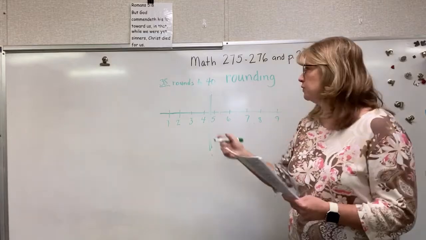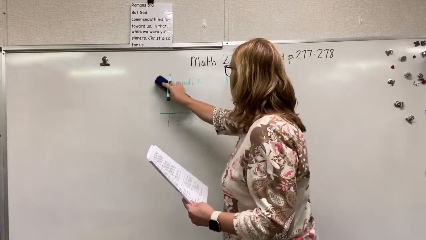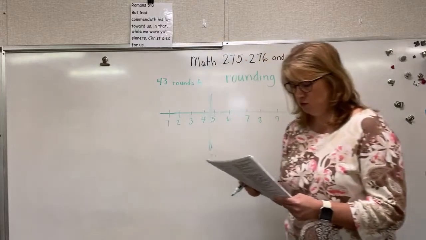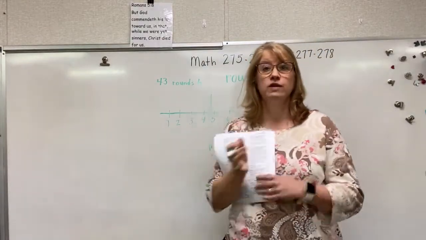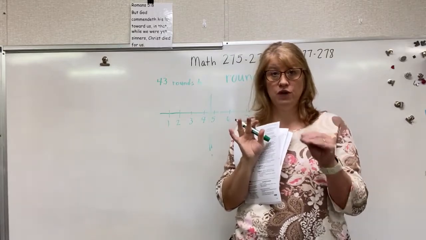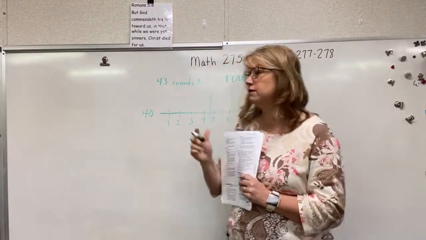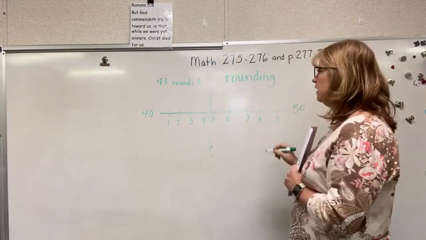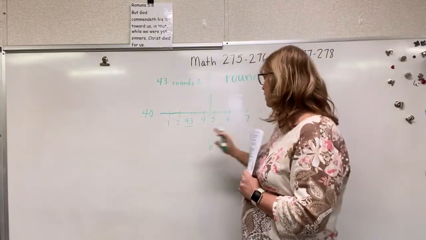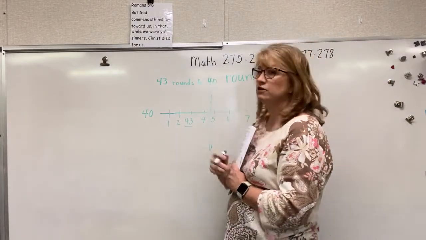All right, let's look at another one. Angie decorated 43 sugar cookies. So we have to think, what is 43 between when we're counting by tens? 43, hint, hint, the first one's going to be 40. What comes after 40 when you're counting by tens? 50. Now, 43 would be right here. Which is it closer to, 40 or 50? It is closer to 40, so 43 rounds to 40.